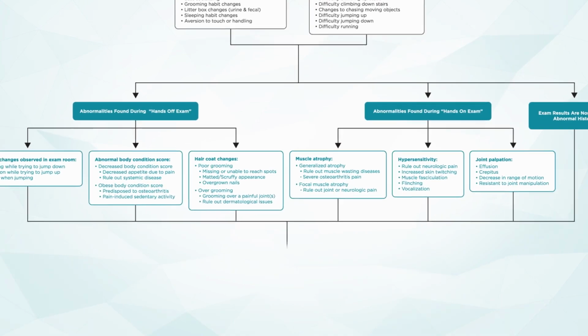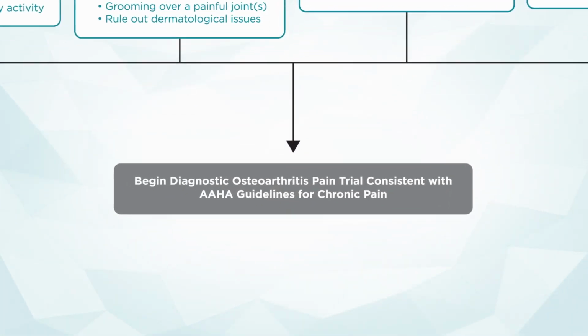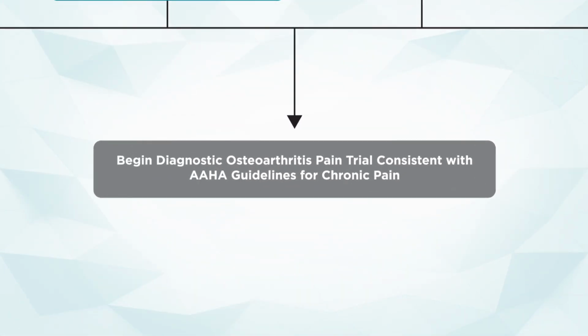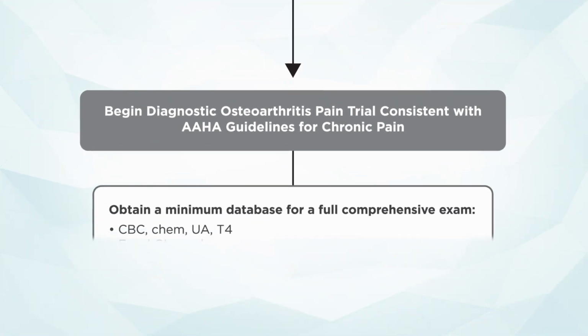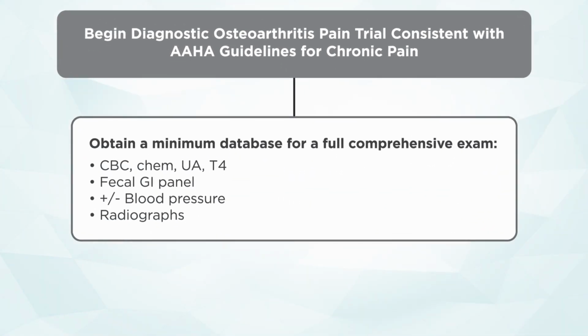Begin your diagnostics with an osteoarthritis pain trial, consistent with the AAHA guidelines for chronic pain. It's recommended that we should get a minimum database for a full comprehensive exam. This may include a CBC, serum chemistries, a urinalysis or thyroid, a fecal or GI panel, and you may also need to get blood pressure or radiographs.